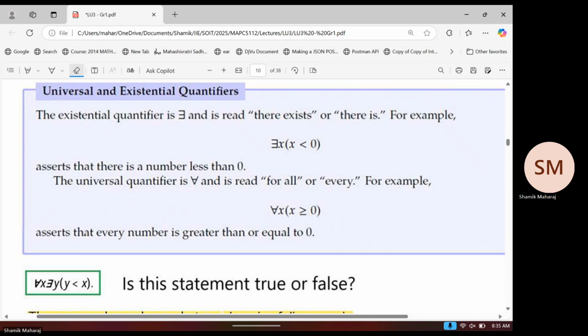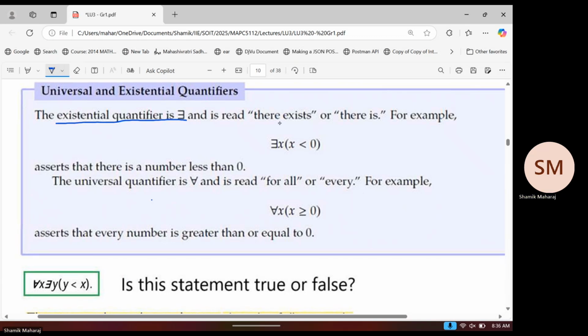So the first one we look at is called the existential quantifier, which is represented by an upside down E, a capital upside down E, which is helpful to remember the word existential because it looks like an E. And what it tells us is that they exist. That's what it's telling us. They exist.